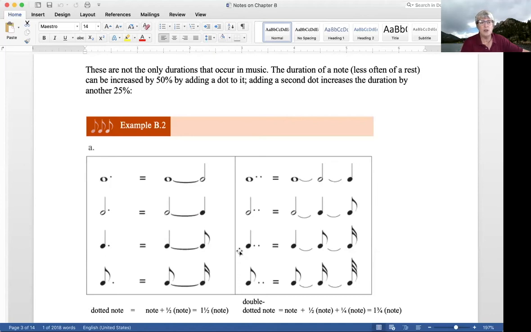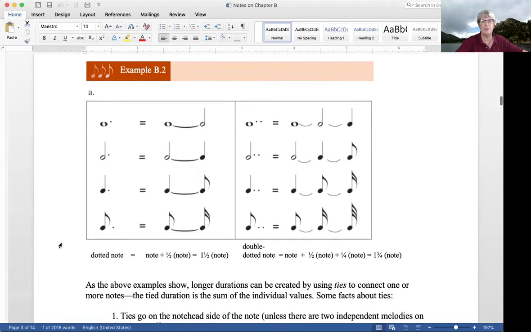The duration of a note can be increased by 50% by adding a dot to it. So if you look at example B.2, which I have on the screen here, you can see that when you have a dotted whole note, that duration is equivalent to having a whole note tied to a half note. It's the note plus half again the note. So the dotted whole note is equal to 3 half notes in length, or 6 quarter notes. And the other dotted values work the same way.